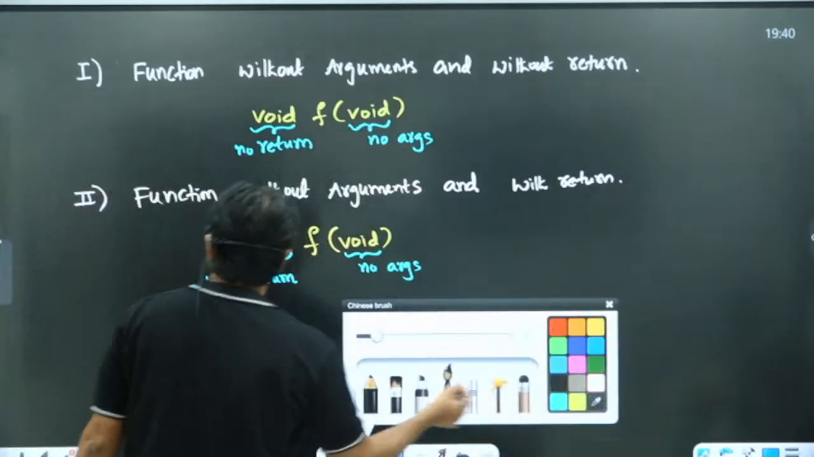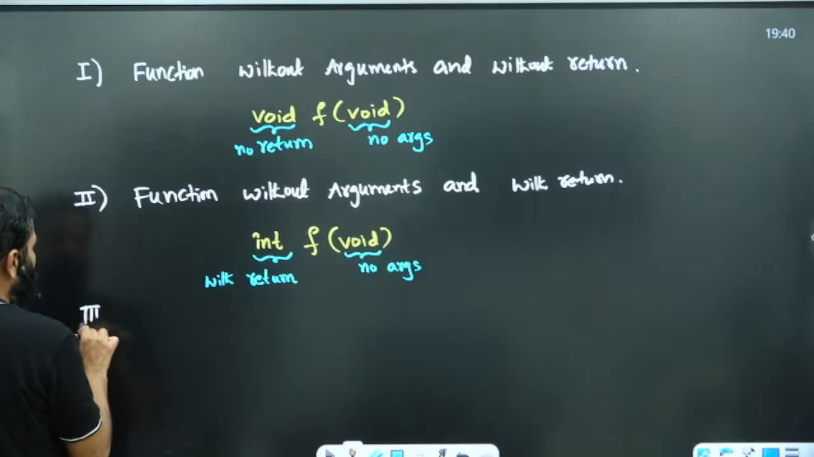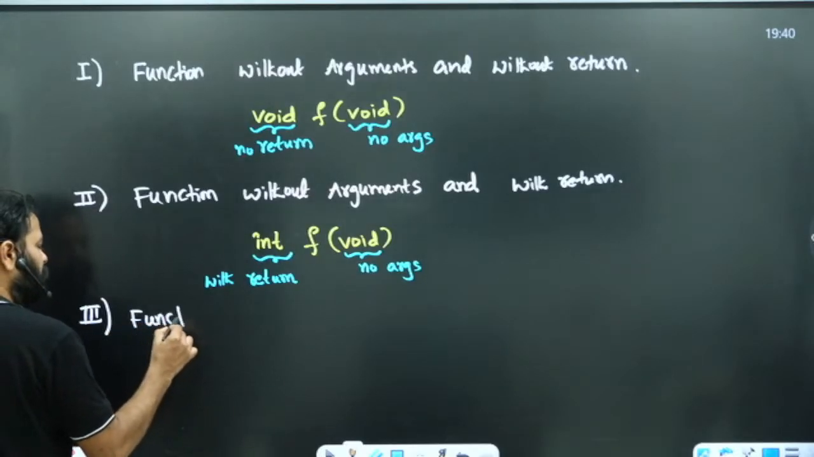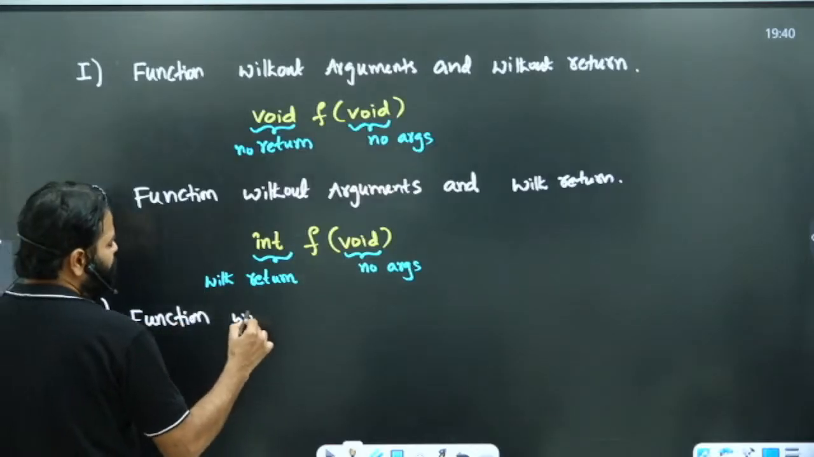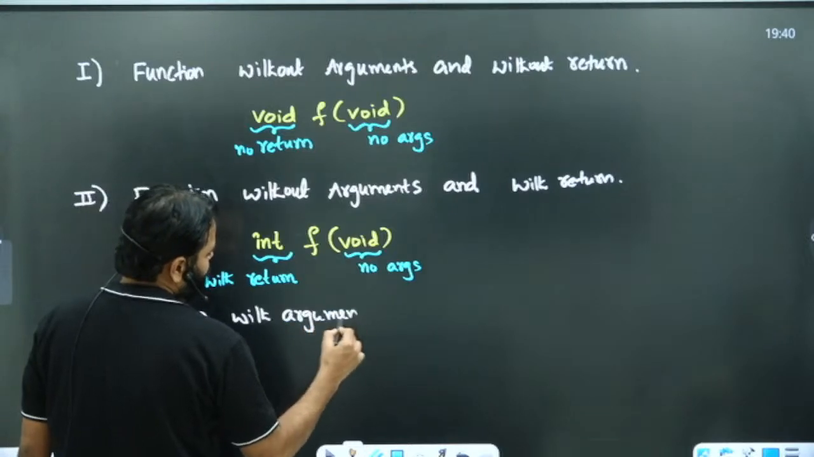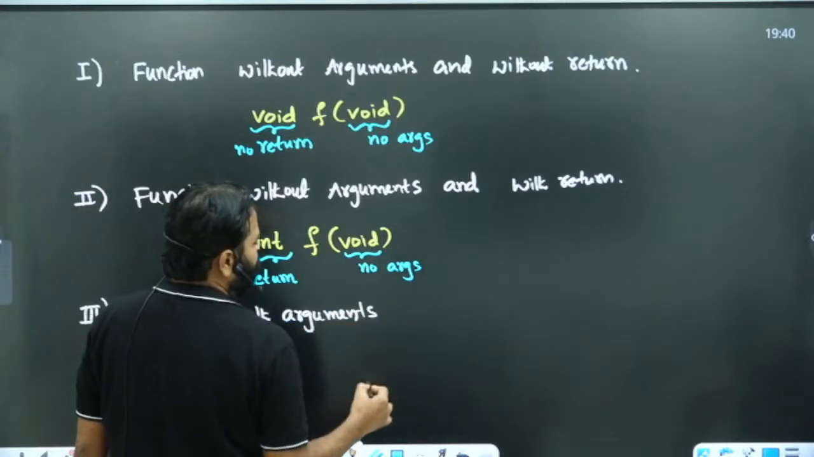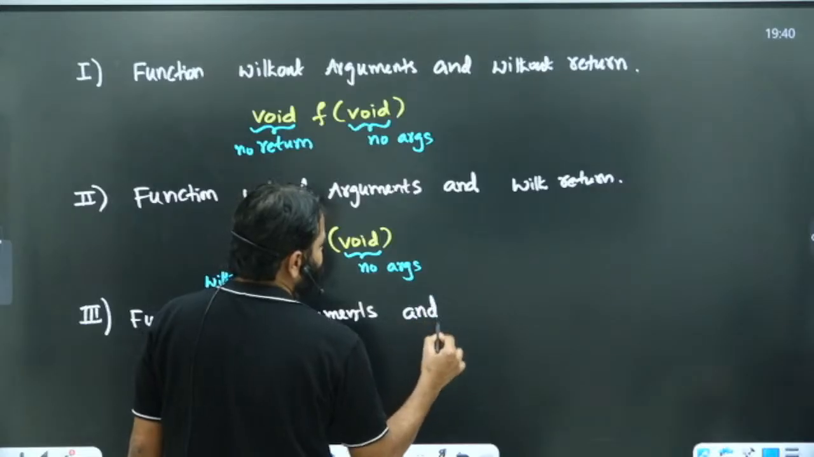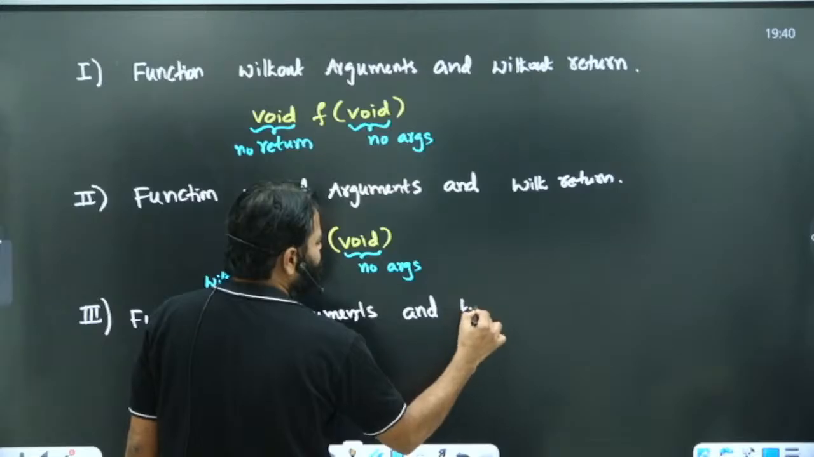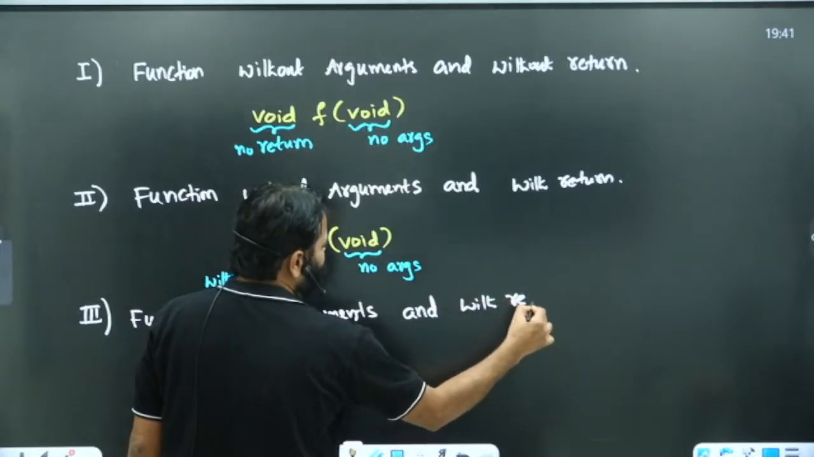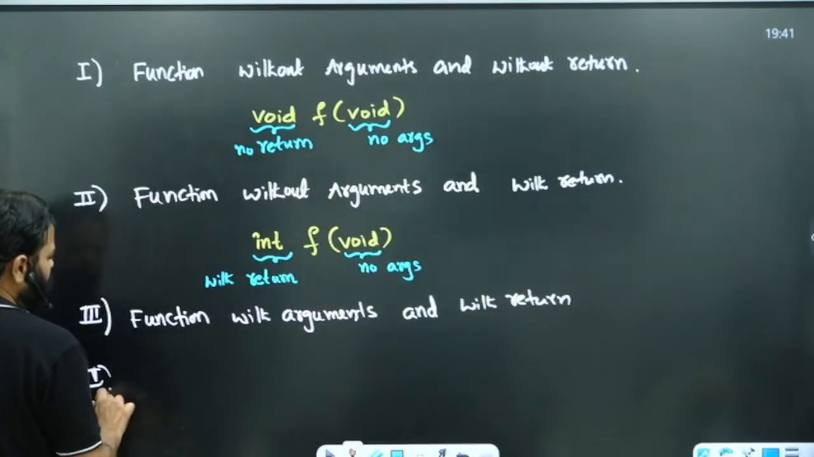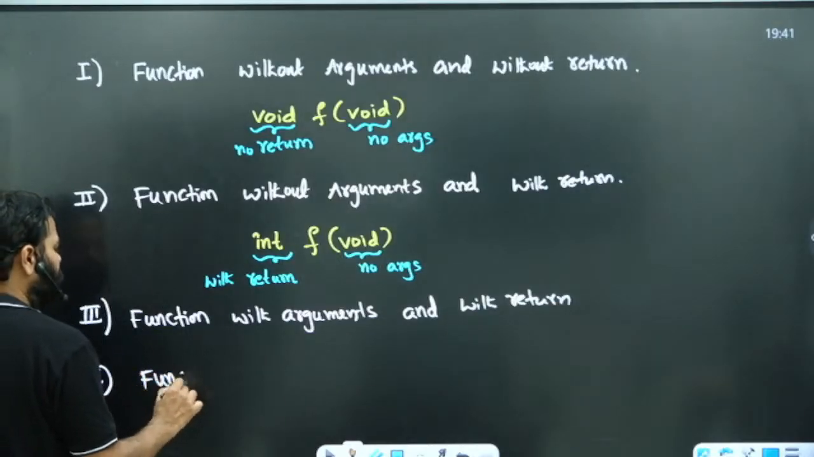Now, आप बता सकते क्या? थर्ड एंड फोर्थ आर वेरी वेरी इंपॉर्टेंट। फंक्शन with arguments. And you can take with return, very famous. And fourth one, function with arguments, no return.